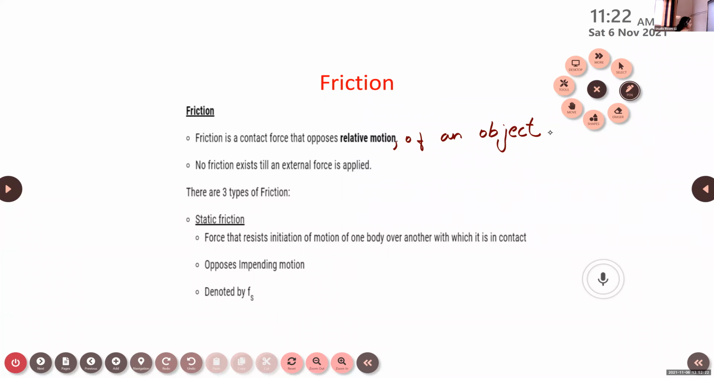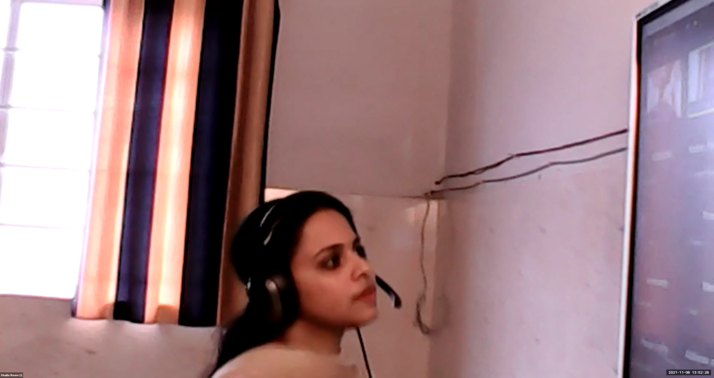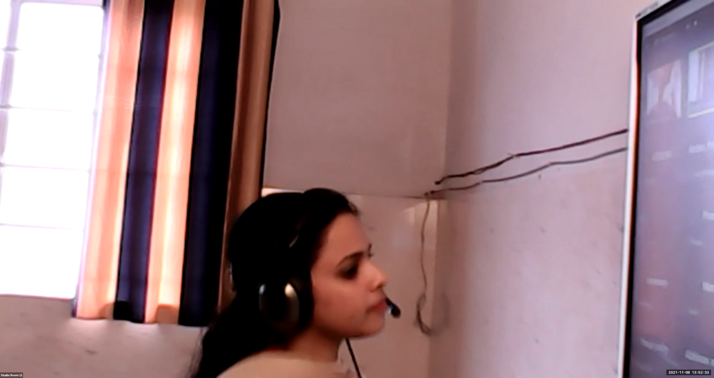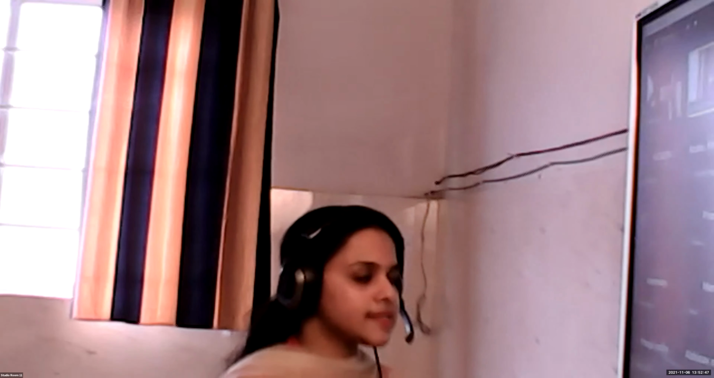Is it clear? So what do you mean by frictional force? Jodi? A contact force that opposes relative motion of an object. Okay, frictional force or friction is a contact force that opposes the relative motion of an object. Okay, and this force arises when one object moves on the surface of another object. If one object moves on the surface of another object, the opposite motion that exists between these two objects is known as frictional force.